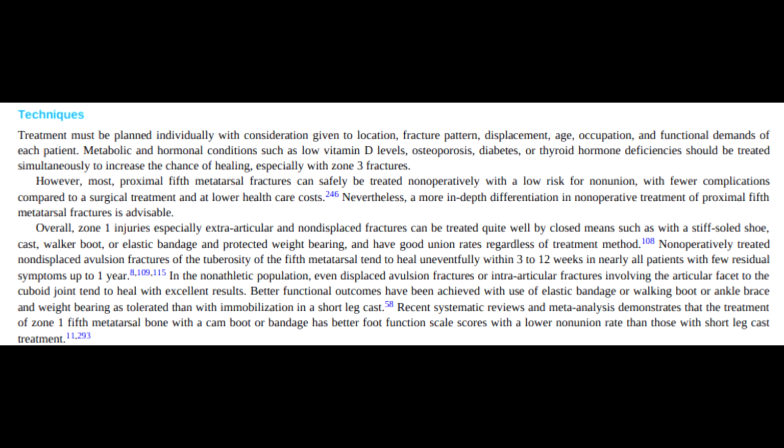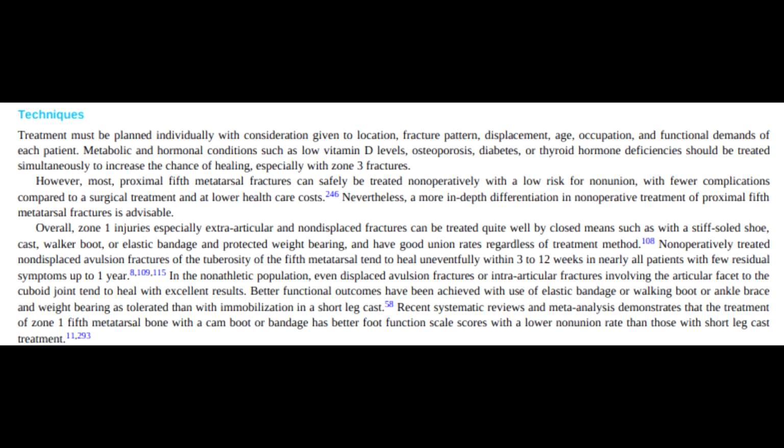Zone 1 injuries are usually extra-articular avulsion fractures at the tuberosity, often non-displaced. These can be treated successfully with simple, closed methods: a stiff-soled shoe, a cast, a walker boot, or an elastic bandage with protected weight-bearing. Union rates are good regardless of the exact device used. Non-displaced avulsion fractures of the tuberosity typically heal uneventfully within 3 to 12 weeks, and most patients have minimal residual symptoms by 1 year. In non-athletic patients, even displaced avulsion fractures or fractures extending into the articular facet that contacts the cuboid tend to heal well.